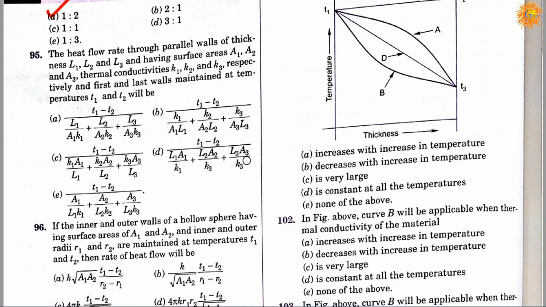Option E is (T1 − T2) divided by [A1/(L1K1) + A2/(L2K2) + A3/(L3K3)]. So the correct answer is A. It will be (T1 − T2) divided by [L1/(A1K1) + L2/(A2K2) + L3/(A3K3)].